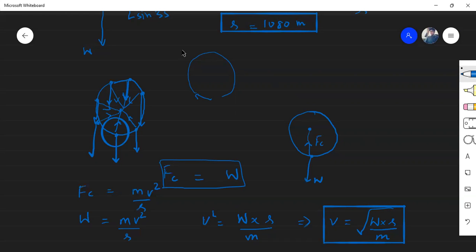Do you get this question? So you use the weight because it's weightlessness, so the centripetal force is equal to the weight.